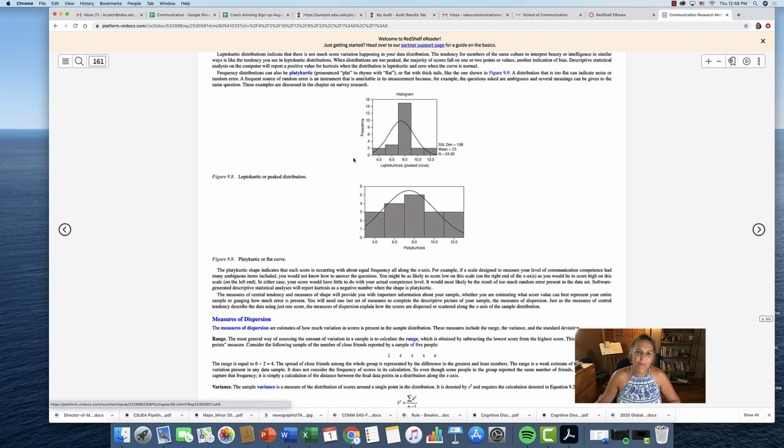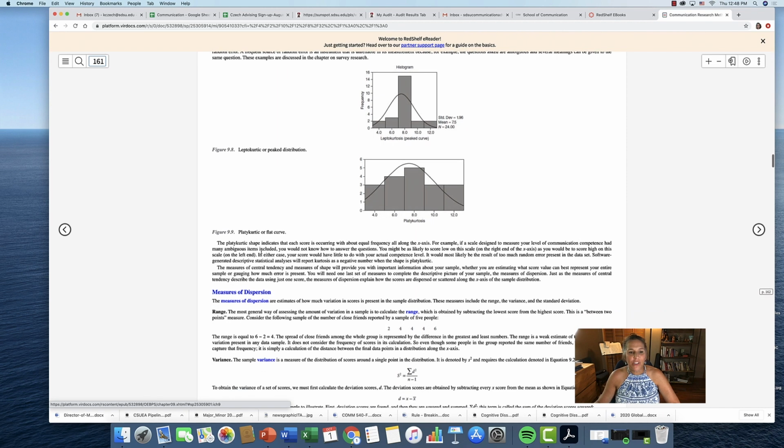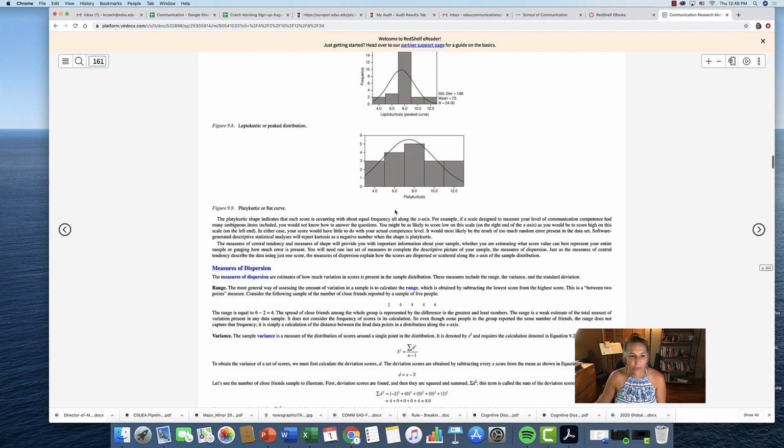So if this happens, we usually know something is wrong. The same is true for a leptokurtic or peaked distribution: it's too high in one spot. That's what a leptokurtic distribution is. A platykurtic is too flat. I wish they had done this diagram differently, but what it's saying is the scores are too spread out. It doesn't make enough sense. So there's probably a problem.